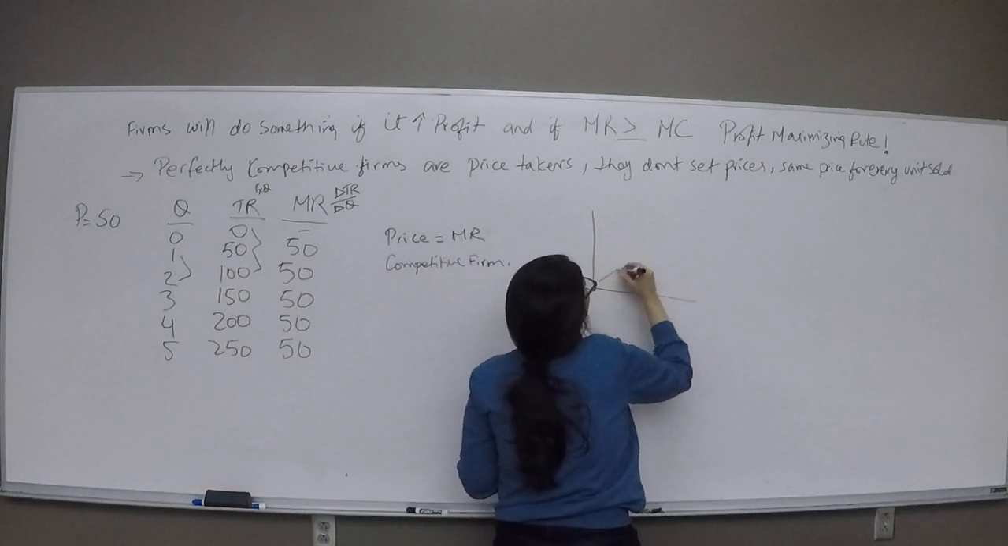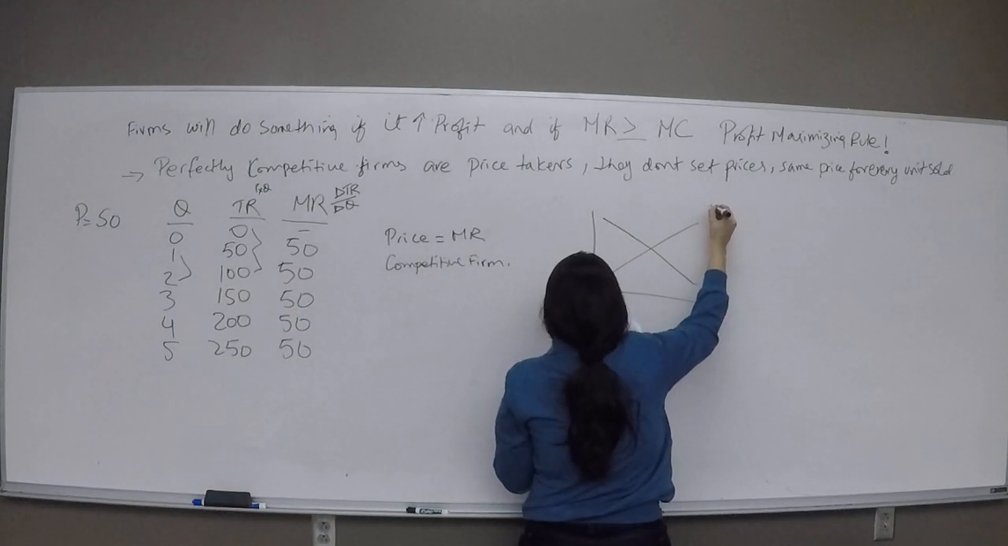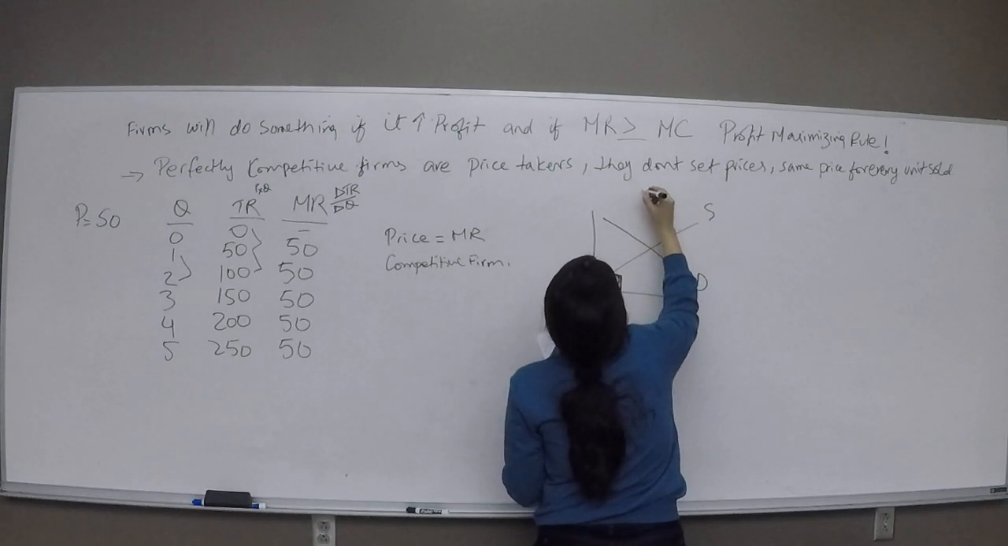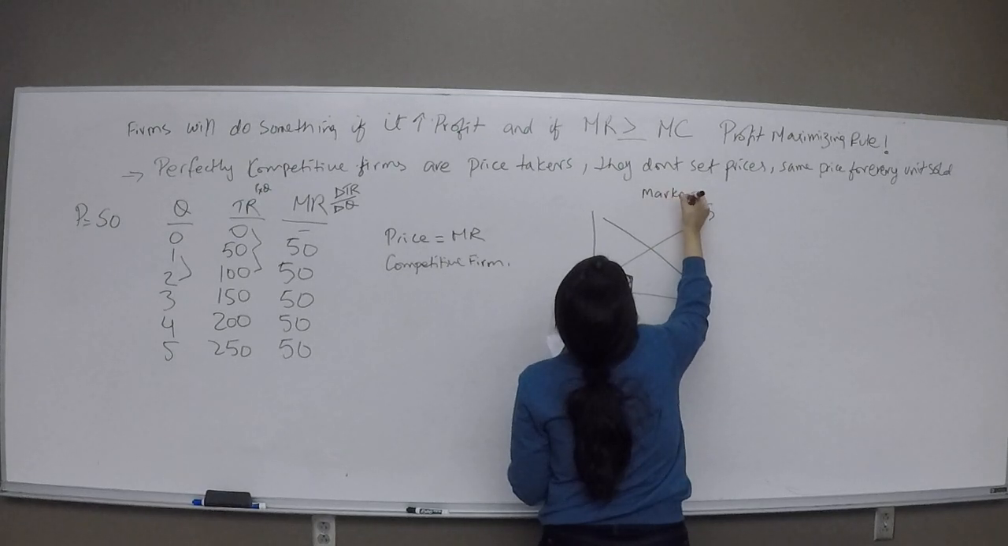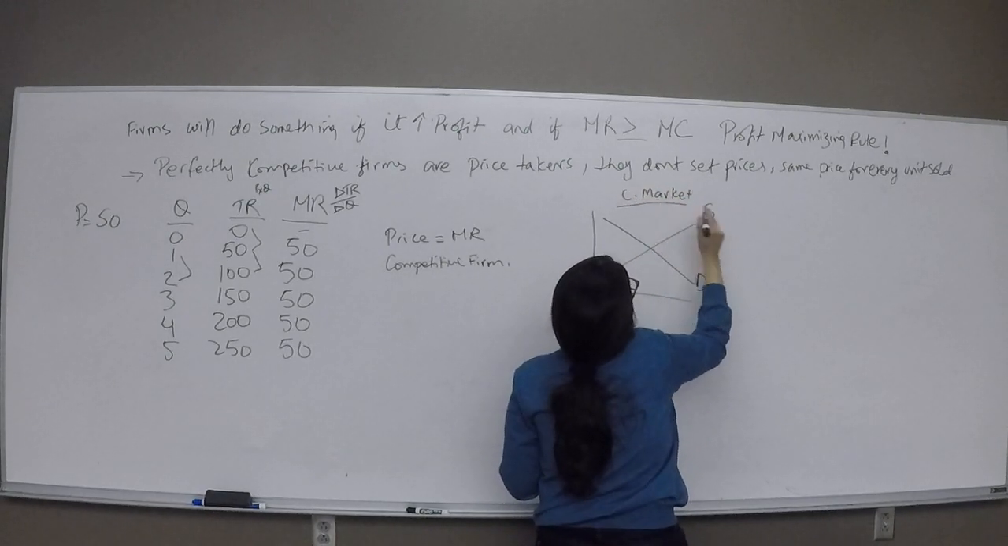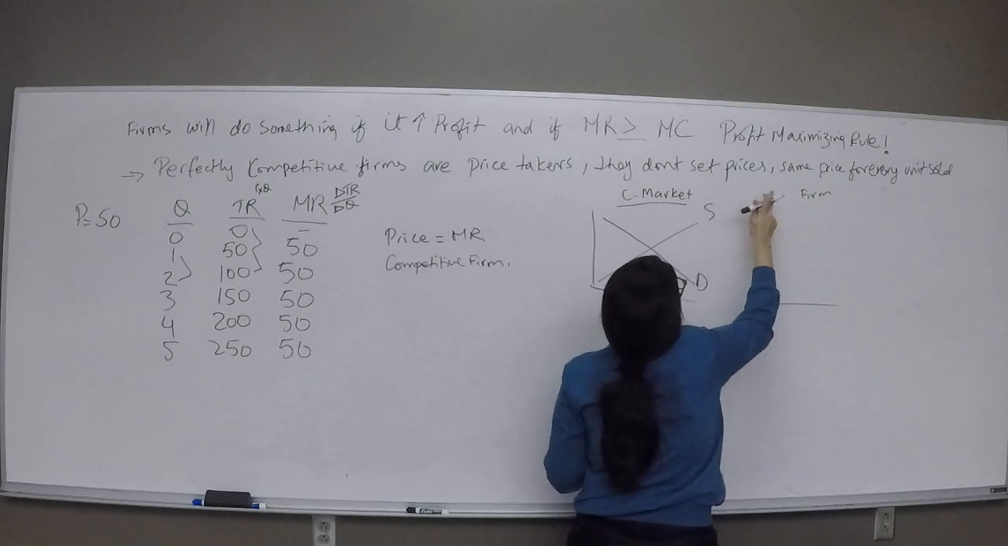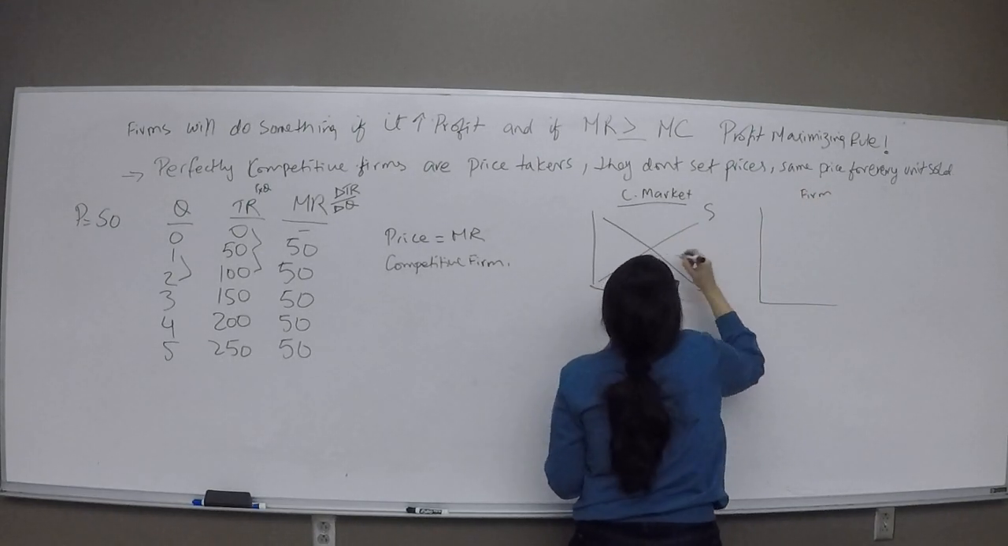So remember, you don't have to draw this again, unless you want to. So this was the market, the competitive market. I'll put C market. This is an individual firm, an individual firm in the competitive market.